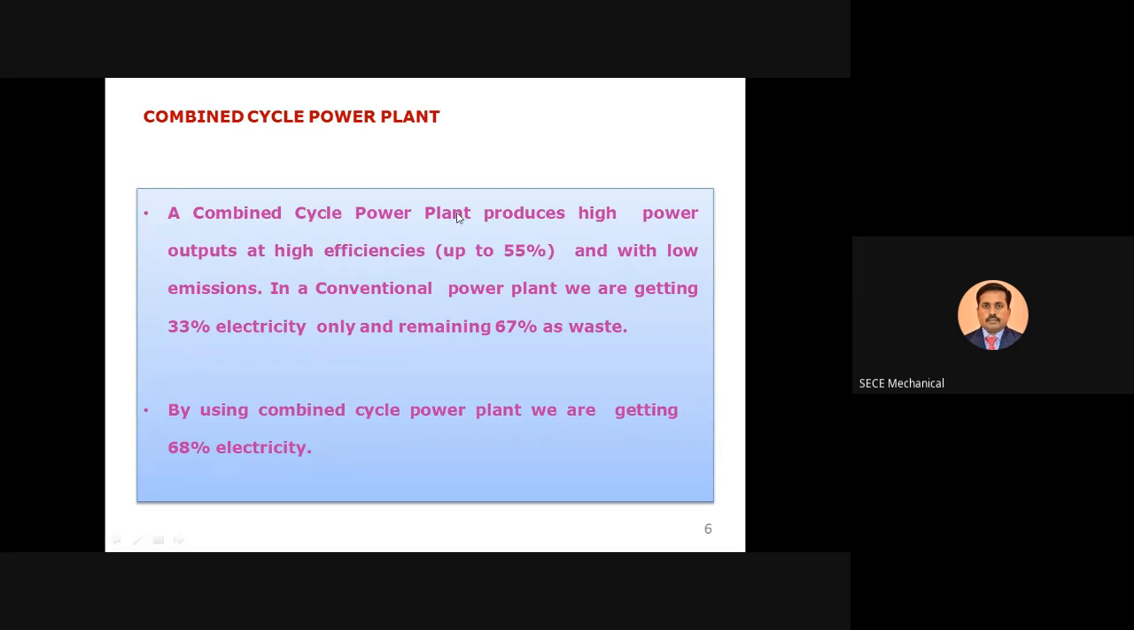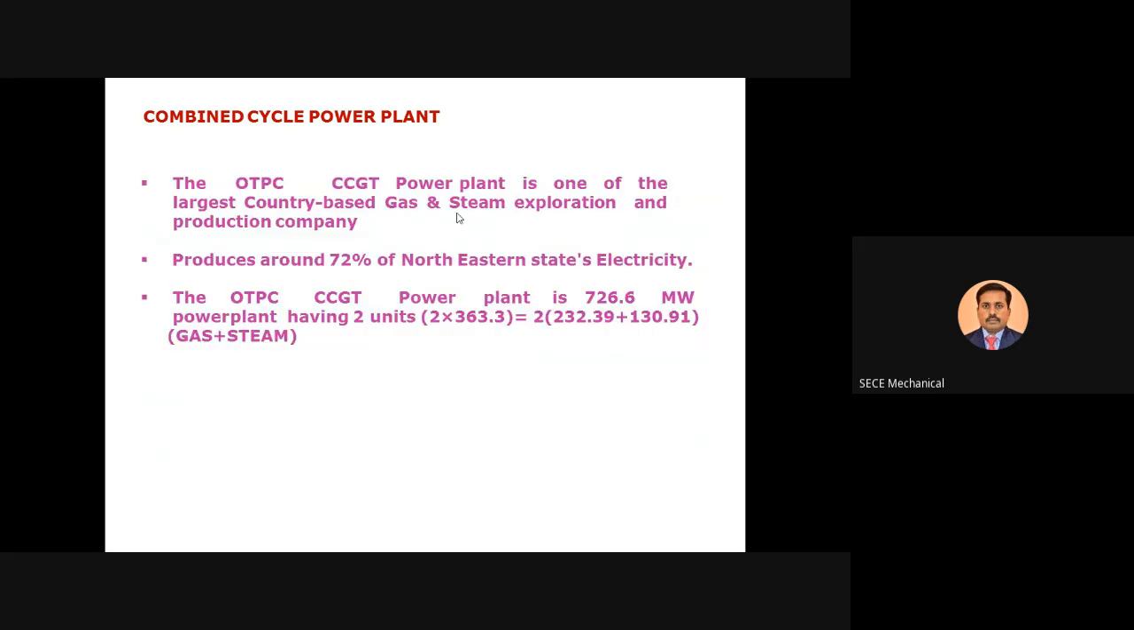That means it goes to the exhaust gas. That heat energy goes to the exhaust gas. So that heat energy, the 67% of heat energy, can be utilized with the help of an additional cycle. So we can produce maximum 55% additionally, and overall it gets up to 68%. So likewise, we can use the combined cycle power plant for producing power.